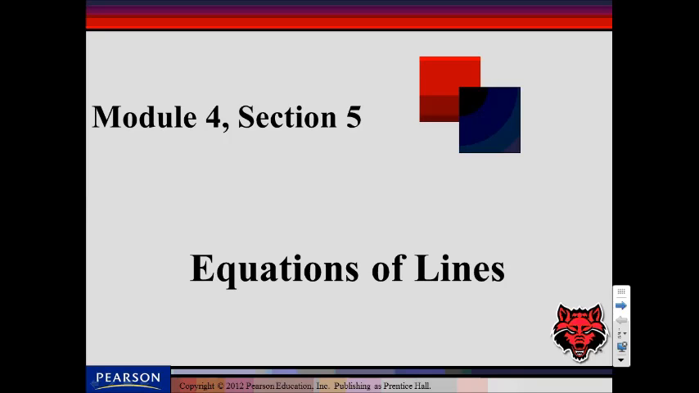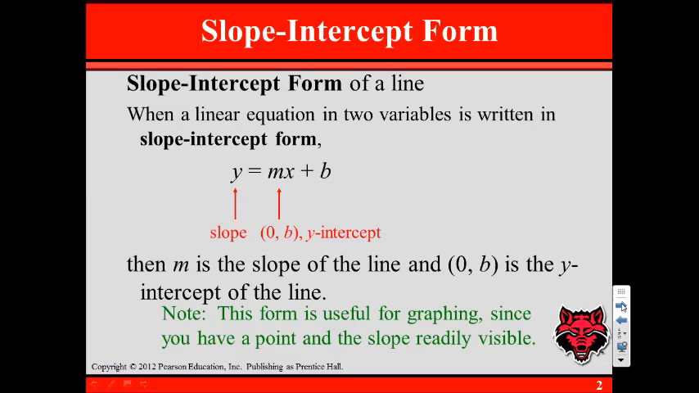In Module 4, Section 5, we will discuss different equations of lines. Let's start with the slope-intercept form. A linear equation in two variables is written in slope-intercept form. Then the slope of the line is m, and the y-intercept is b. And here we see what slope-intercept form looks like.